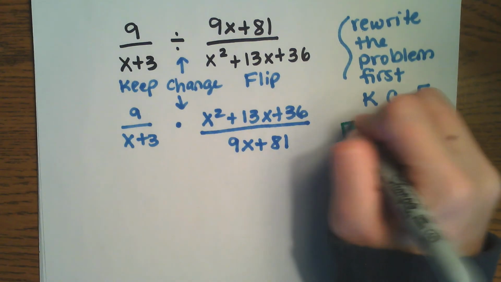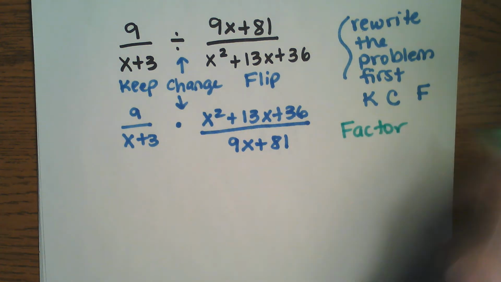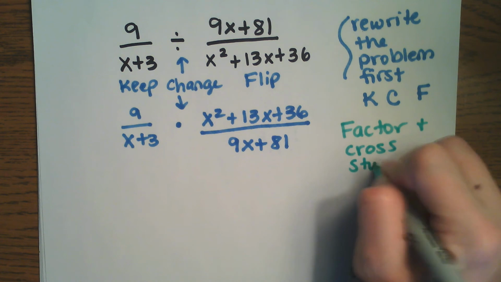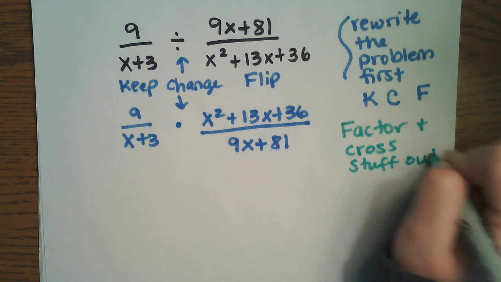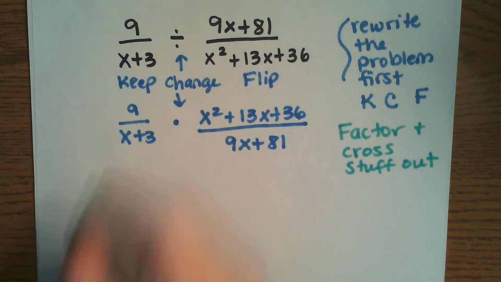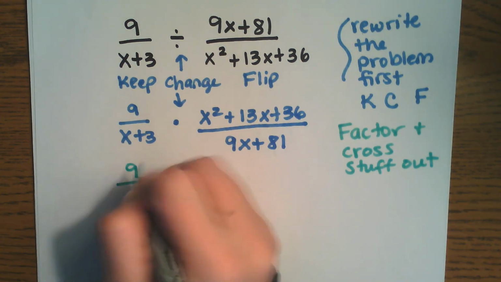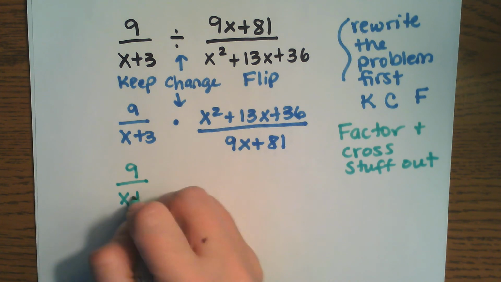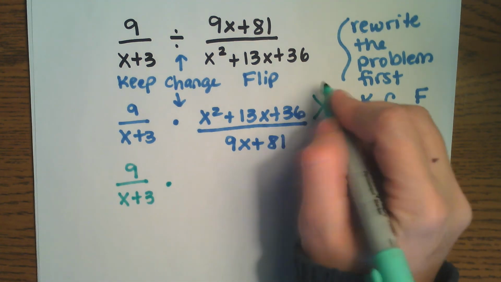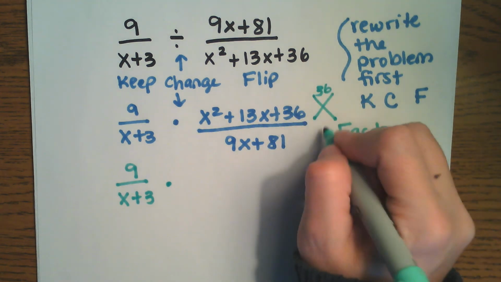Now we're going to factor and cross stuff out. I'm going to keep 9, x plus 3. None of that can be factored or changed in any way. What are factors of 36 that add to 13?